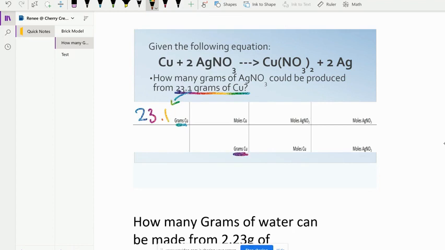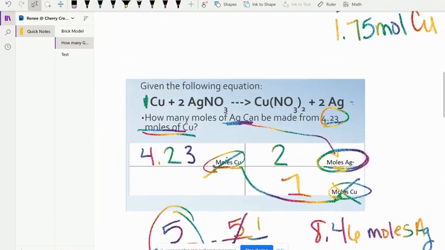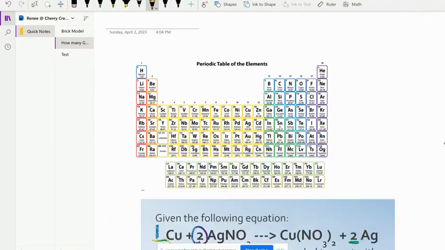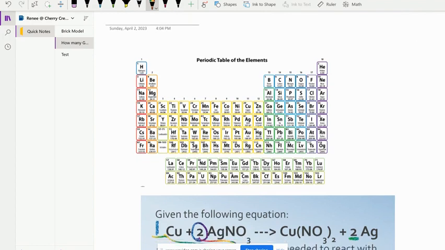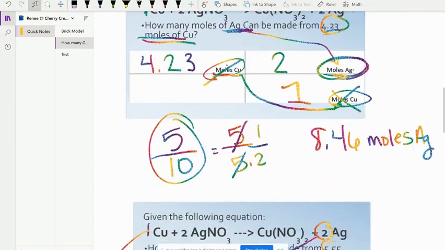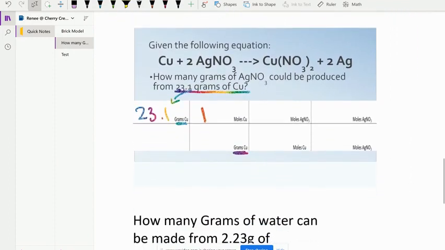And then I know that for 1 mole of copper, if I go back up to my periodic table, I can see copper has 63.55 grams. A lot of times in chemistry classes, you'll see them keep that at 63.5, but let's just round up to 64 grams of copper per 1 mole. Okay, that step's complete. My grams of copper cancel, and now I'm in moles of copper.